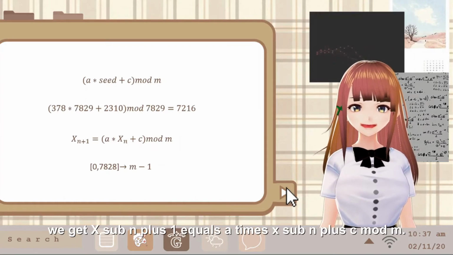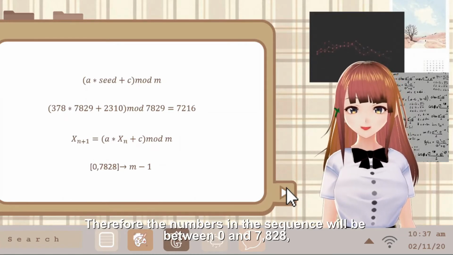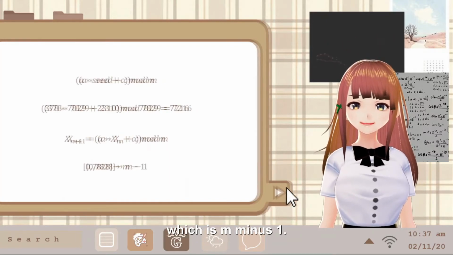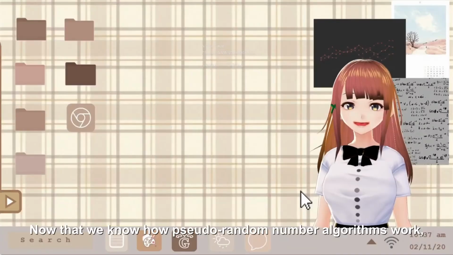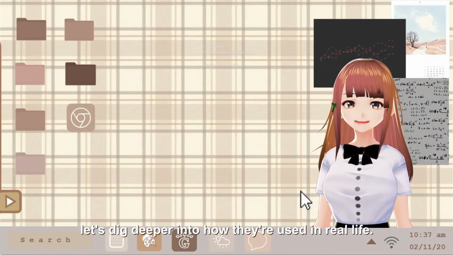Then, we get x sub n plus 1 equals a times x sub n plus c modulus m. Therefore, the numbers in the sequence will be between 0 and 7828, which is m minus 1. Now that we know how pseudorandom number algorithms work, let's dig deeper into how they're used in real life.